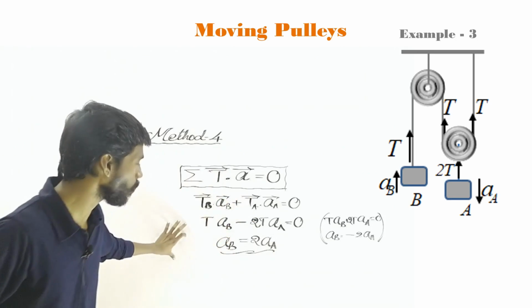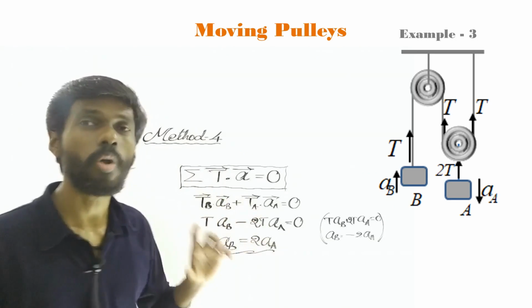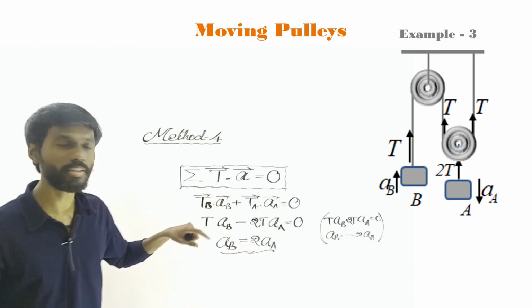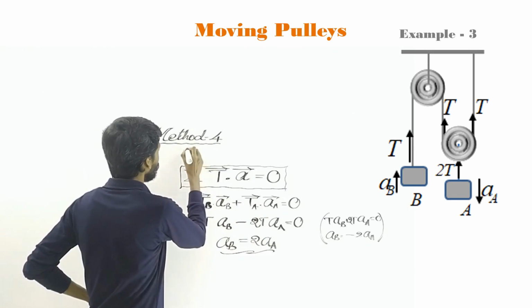Now, this is one of the methods of finding the acceleration. Let us name this. What can I call this? Work done method, or okay, we'll call it tension method. Tension method.